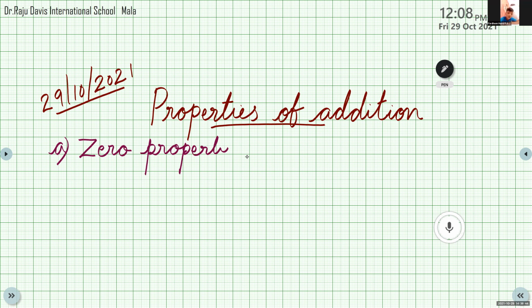Ma'am, not here. Zero property. Ma'am, you are right, not here on the board. Write fast. Zero. Ma'am, we cannot see the board. You are right. Ma'am, when you are writing on your screen, it's only coming in the shared screenshot.